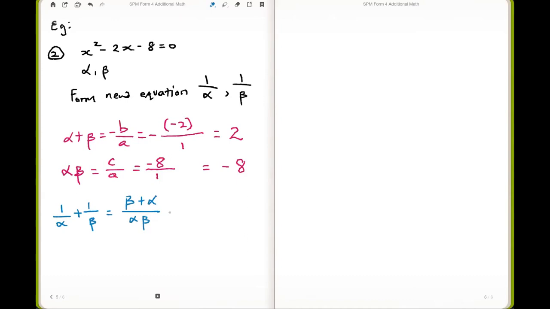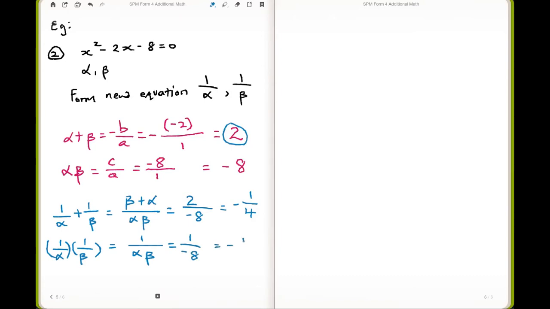Therefore you have something you worked out previously, where the sum of them is actually 2, whereas your product that you worked out earlier is negative 8, and it turns out to be negative 1 over 4. So the sum of roots for the new equation is negative 1 over 4. The product of 1 over alpha, using brackets instead of the times symbol, turns out to be 1 over alpha beta. That would be simple because it's 1 over negative 8, or negative 1 over 8.